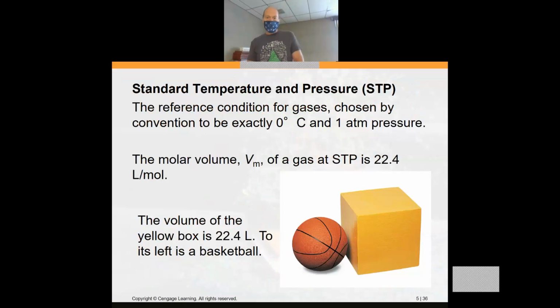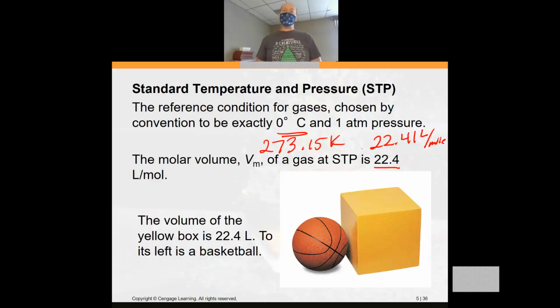All right, we already went through standard temperature and pressure. Remember, 0 degrees Celsius, but you'll never use Celsius. It's 273.15 Kelvin and 1 atmosphere. So the volume of a gas at STP to 3 sig figs is 22.4, to 4 sig figs is 22.41, and that is in liters per mole. So any gas at STP is 22.41 liters per mole.